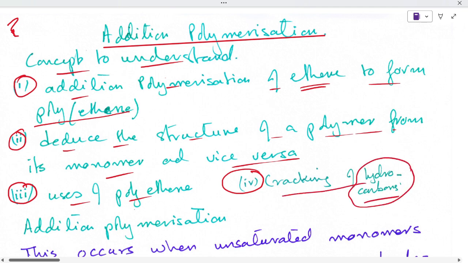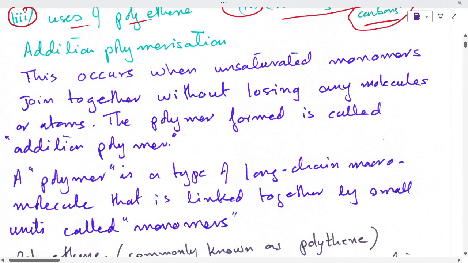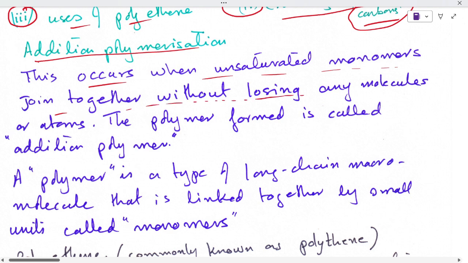Now, let's start with addition polymerization. This occurs when unsaturated monomers join together without losing any molecules or atoms. The polymer formed is called an addition polymer. Here I have written unsaturated. Unsaturated means having double bonds.